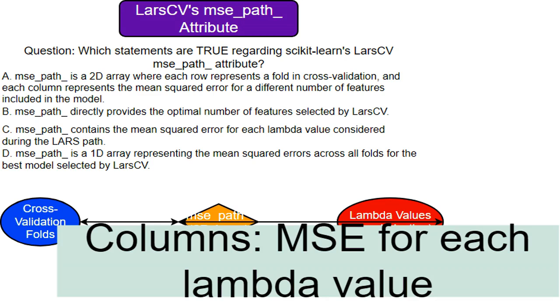Remember cross-validation? We split the data into multiple parts, train on some, test on others, and repeat. Each row in MSE_path_ represents one of those test parts. I show the results of that test in the form of the mean squared error.